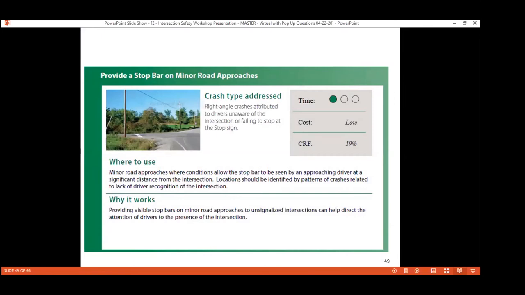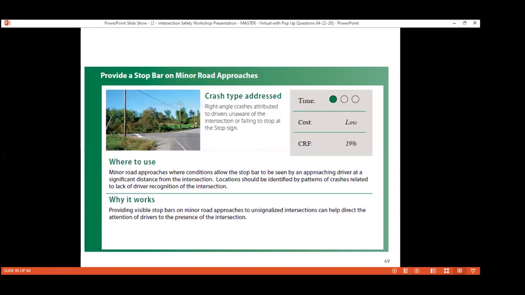So here's what a typical workbook might look like. And you can see it has the elements that we addressed with the crash type. And in this case, I'm just going to walk our way through it. So if we were to put together a similar workbook, the first thing would be the crash type addressed, and we're trying to address the right angle crashes that are attributed to drivers unaware of the intersection or failing to stop. And again, as we've looked at the data at this particular intersection or similar intersections, this is what the data is telling us, okay? We're trying to take the guesswork out of it in case we're challenged.